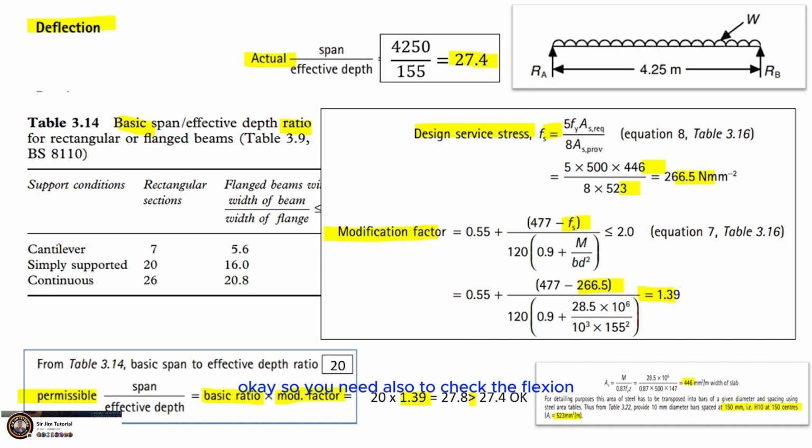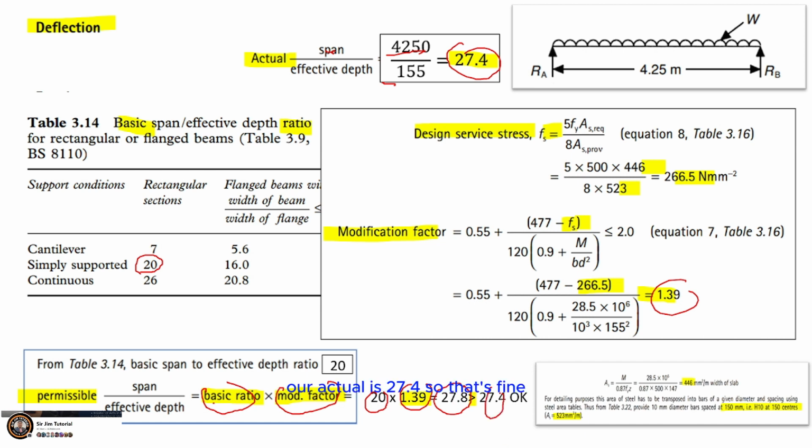So you also need to check deflection. Deflection is just span over effective depth. What is our span, 4,250, and then the effective depth. So this is the actual. Now what is the permissible? The permissible value is just the basic ratio times the modification factor. Earlier we already mentioned that the basic ratio for this type of slab is 20. This is simply supported, that's why it's 20. And then we calculated earlier the modification factor, which is 1.39. So the permissible is 27.8. Our actual is 27.4, so that's fine. We don't exceed the allowed value of deflection.